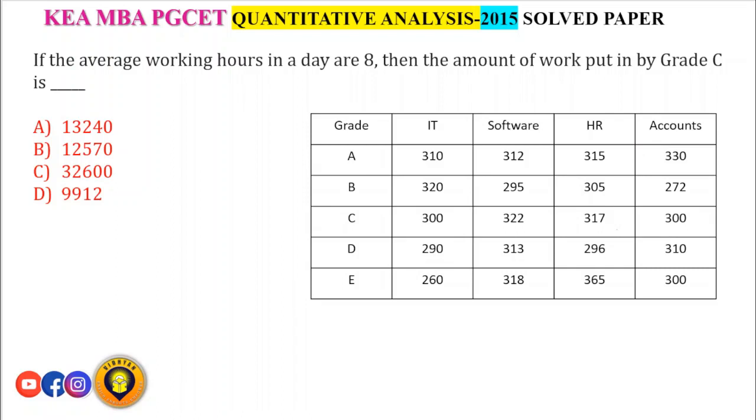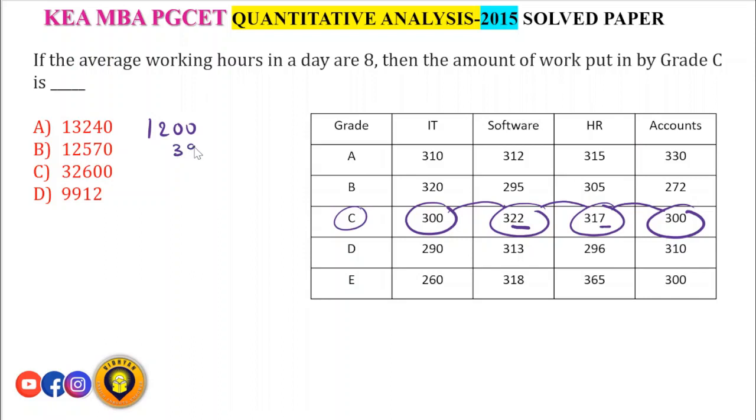If the average working hours in a day are 8, then the amount of work put in by grade C is, average working hours is 8, amount of work put in by grade C. So this is grade C. Number of people in IT are 300, software 322, HR 317, accounts 300. If all of them work for 8 hours in a day, then what is the total amount of work they have done? So total number of people will become how much? 300 plus 300 is 600, plus 300 is 900, plus 300 is 1200. Then 22 here, 17 here. 22 plus 17, 39. So 1239 people are working for 8 hours.